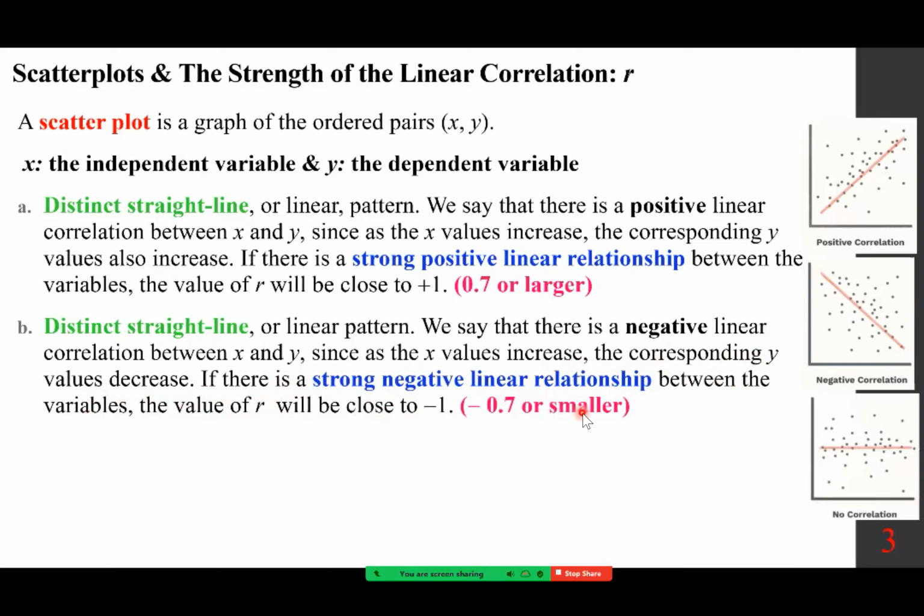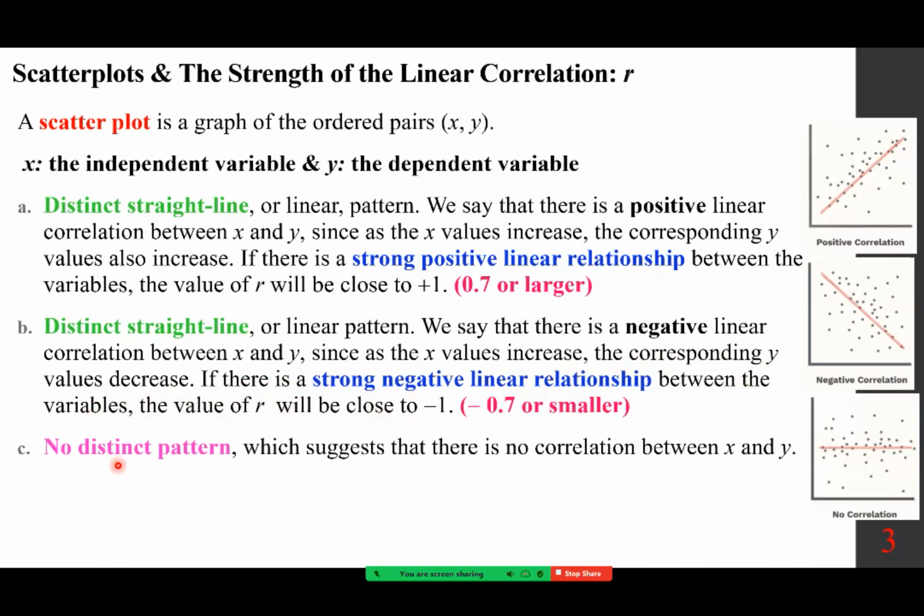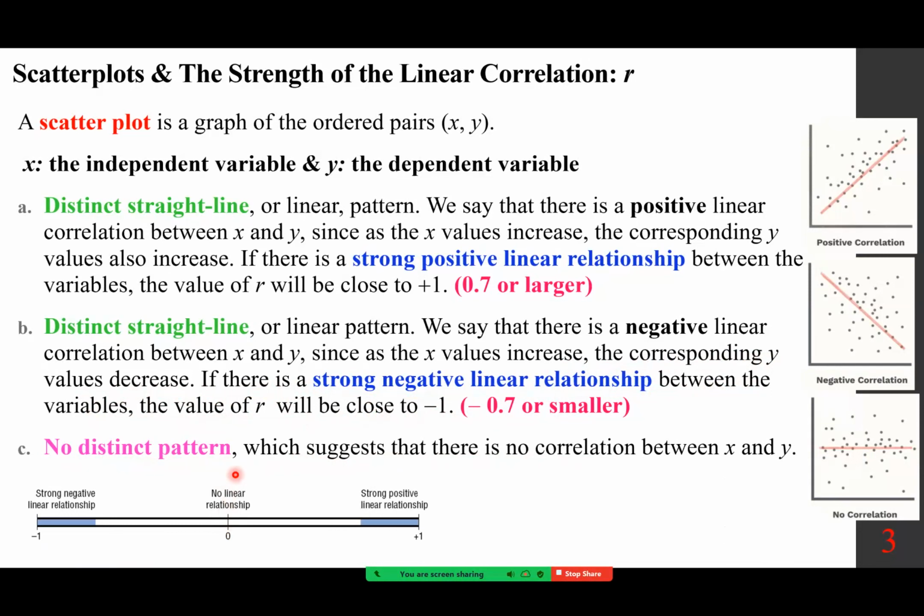Perfect. And if we look at this last part, there is no distinct pattern, which suggests that there is no correlation between x and y. So a couple of interesting things. No relationship, no correlation: the value is close to 0. As we get away from 0 and get closer to 1, it's a strong relationship and it's positive. As we get closer to negative 1, it is still strong, but in the negative sense.